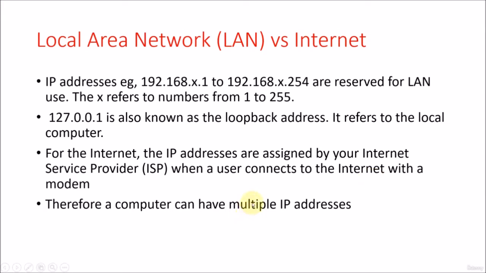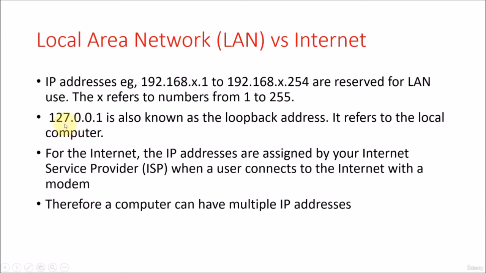Local area network versus internet. IP addresses, for example, 192.168.x.1 to 192.168.x.254 are reserved for LAN use. The x here refers to numbers from 1 to 255. There can be other ranges of internal IP addresses as well. This is only one example in the class C range. There can be class A, class B, and class C, and so on.